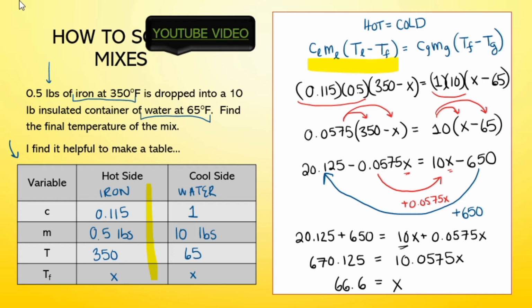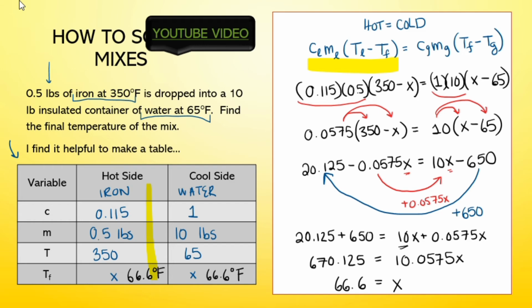66.6x. So what does that mean? Our final temperature of the mix, 66.6 degrees Fahrenheit. So both the iron and the water will end up at this temperature. Notice how close that is to the original water temperature. There's some factors. Water is that awesome heat sink, so you expect it to be able to absorb a lot of heat without raising its temperature very much. There's also a lot more water by mass than there is iron, so that's in play as well. So be aware of that.